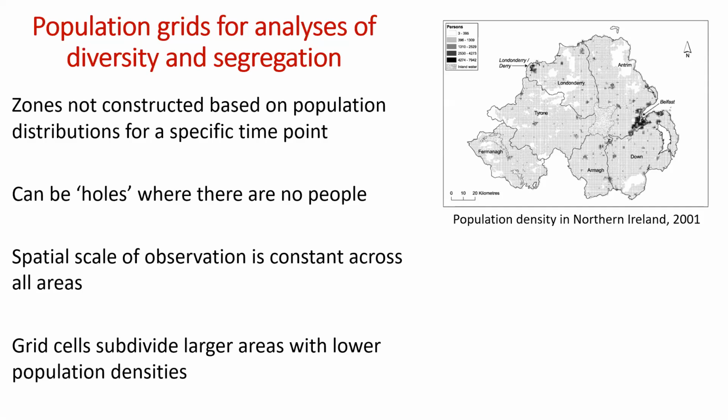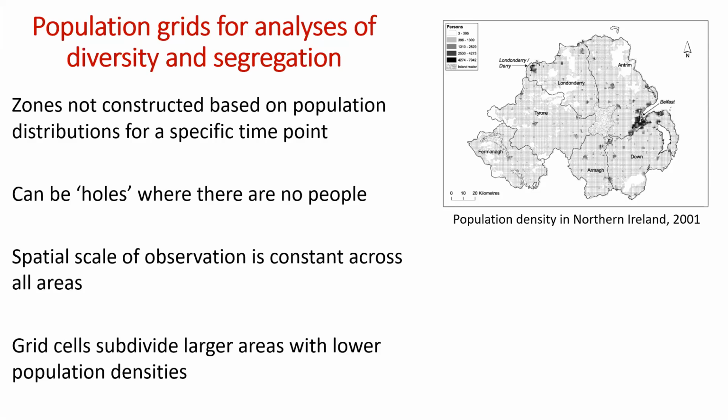And here are some of the reasons why. The first is that there can be holes where there are no people. So basically using grids allows us to have gaps where the population is non-existent. And that's particularly useful for studies of ethnic segregation, as you can imagine, because what we're trying to do in studies of segregation is appropriately understand the spatial configuration of a population and really understand where people are.